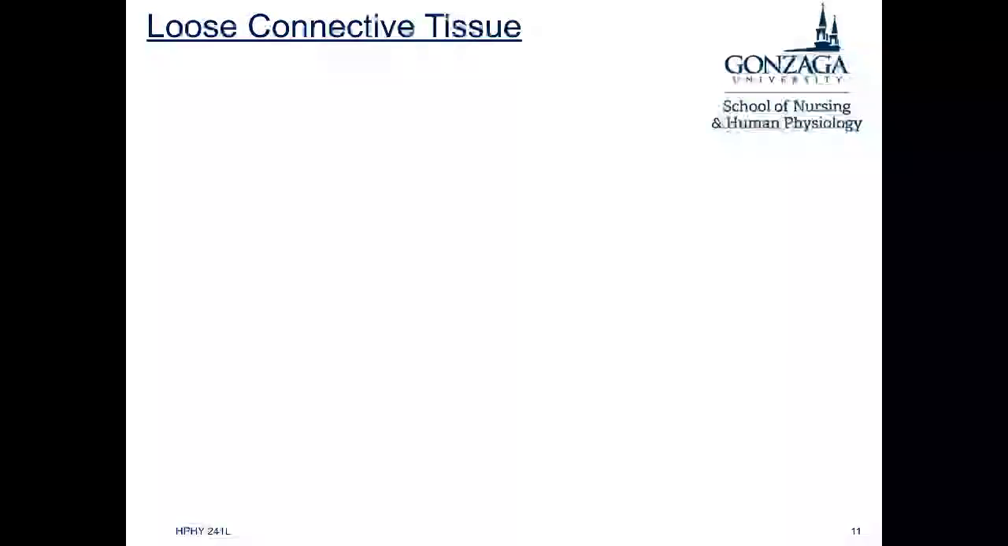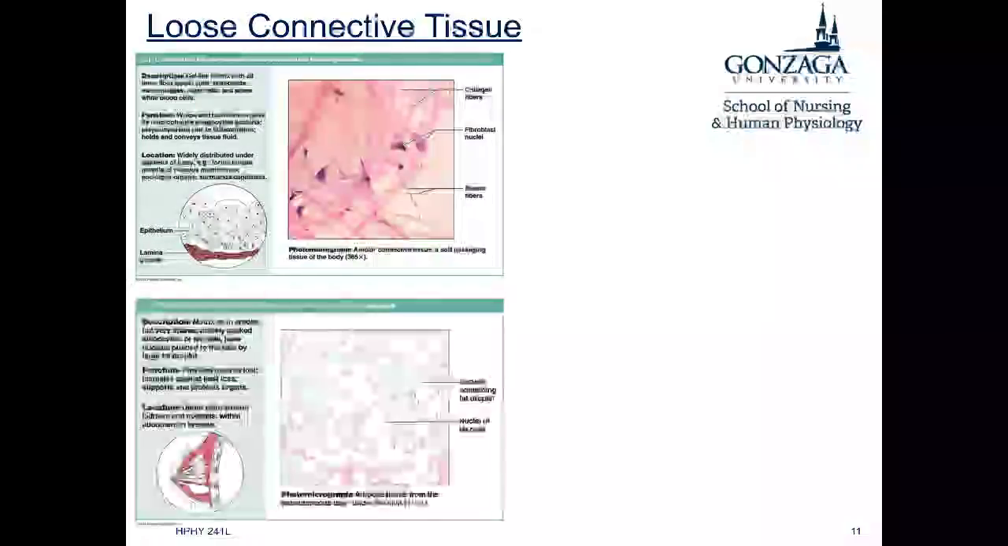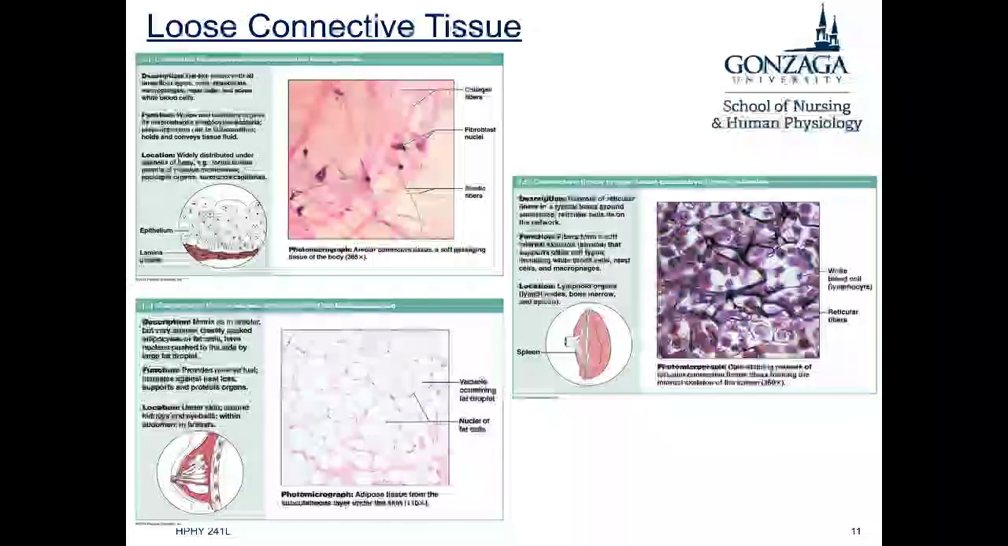So let's go through the types of connective tissue. I'll start with loose connective tissue. So-called loose because all 3 of them are not very dense. In appearance, they're very loose. They're not very compact. Okay, so the first type of loose connective tissue is what we call areolar. So areolar, kind of gel-like.